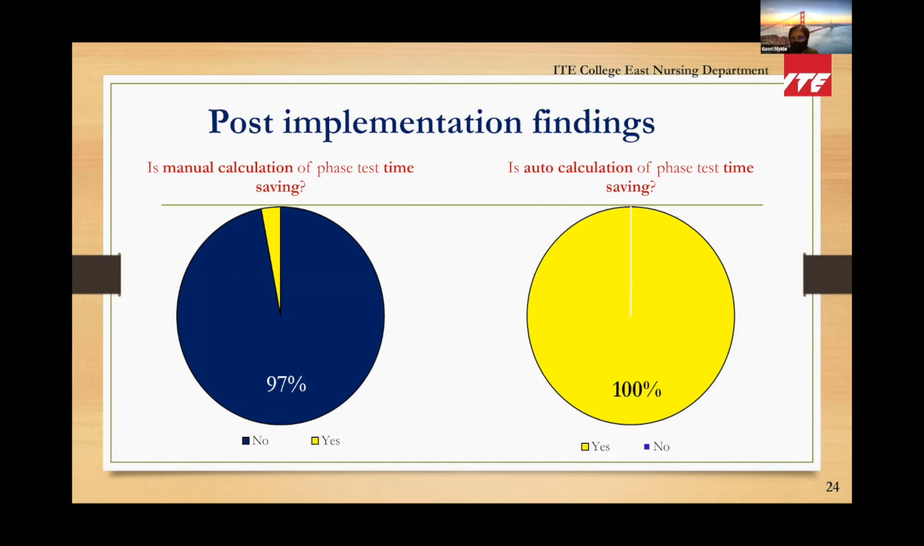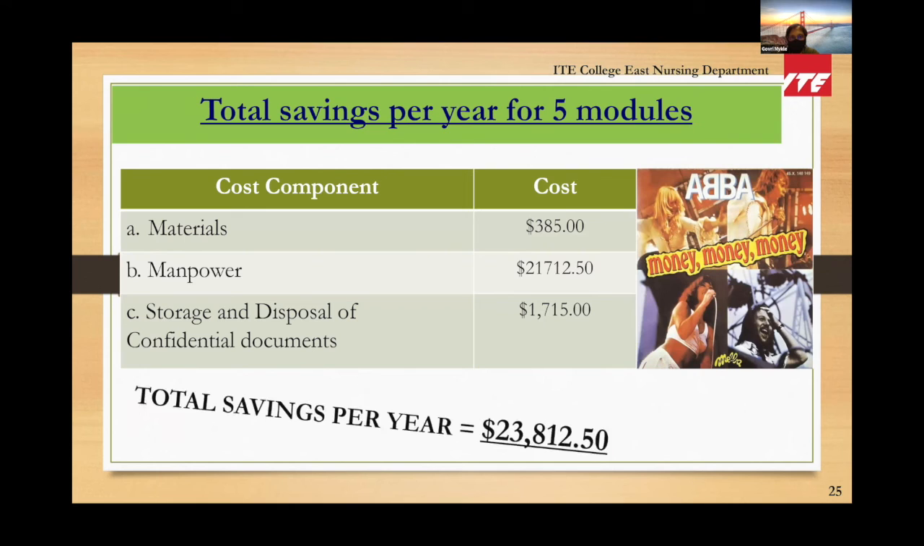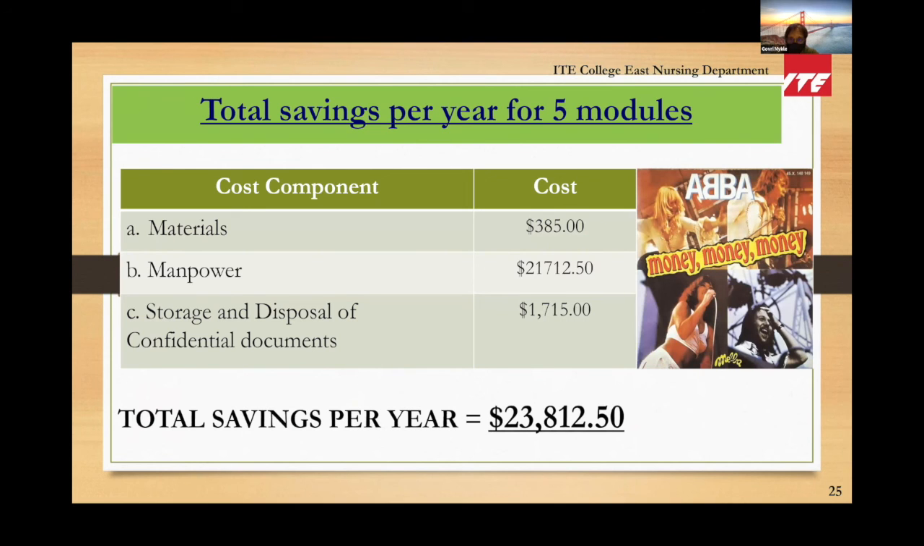Time-saving, yes, but how about money? Let's take a look. Our curriculum consists of 5 modules per year. So in total, we managed to save $23,812.50, which is inclusive of material costing, manpower costing, storage, and disposal of documents costing. Of course, these costings are based on current costings. In future, where costings increase, we will be able to save more.